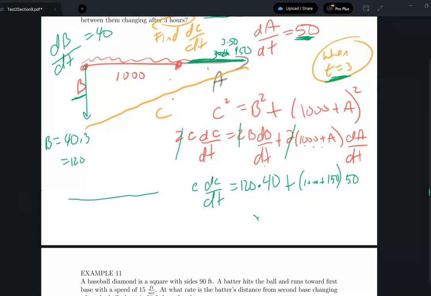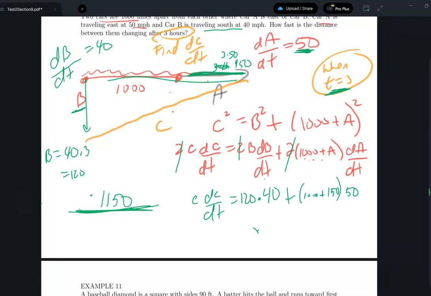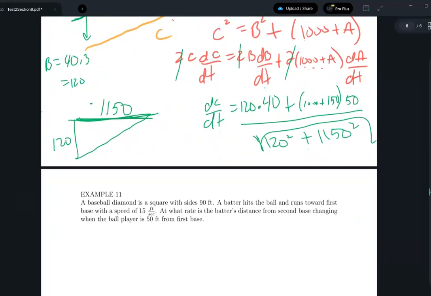All right, and then let me just carry c dc over dt. So let me just write what I have here. So this side here would be 1,000 plus 150. Whoops, I wrote that wrong. 1,150. This side length here is 120. So to find the C, I'm just going to take liberties here and put it in the denominator. So that would be the square root of 120 squared plus 1150 squared. Positive number because it is growing.